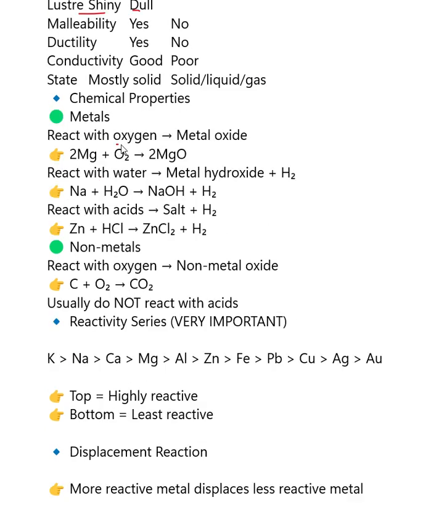Metals, when they react with oxygen, form metal oxide. For example, magnesium, when it reacts with oxygen, forms 2MgO. And sodium, when it reacts with water, forms NaOH and hydrogen. When metals react with water, they form metal hydroxide plus hydrogen. When metals react with acid, they form salt and hydrogen. Non-metals, when they react with oxygen, form non-metal oxide.